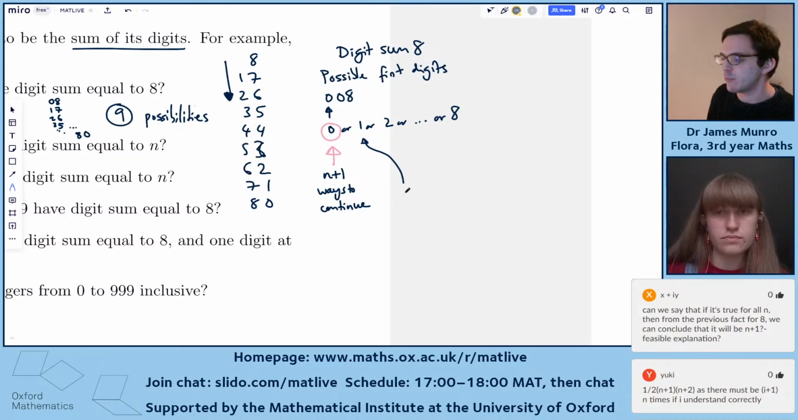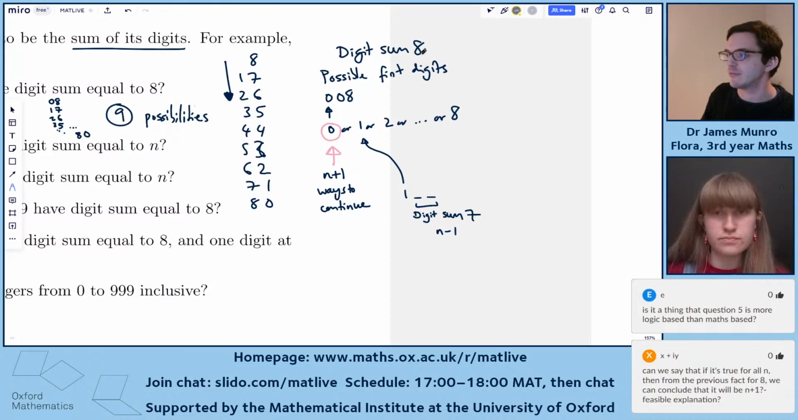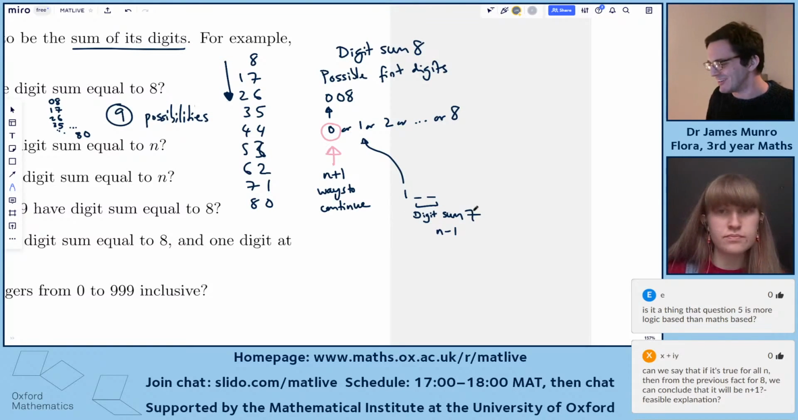So in this case, if I write down 1, then I've got 2 digits to go, and I want these two to have a digit sum of 7. Or in general, n minus 1 if this was n at the top. I want them to have a digit sum that's 1 less. I've already used 1 of my digit sum allowance over here. The number of ways to make a digit sum of 7 with 2 digits, we said in the previous part, was what? n plus 1, where n is the number that's the digit sum we're going for.